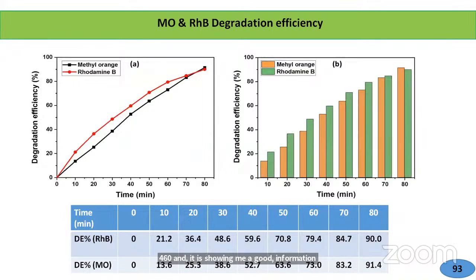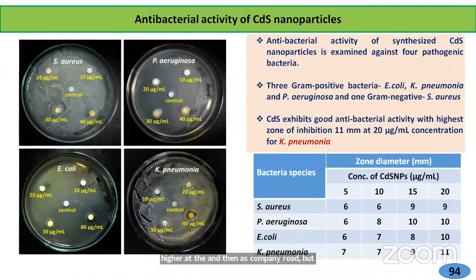So if methyl orange and rhodamine B degradation efficiency are compared, they are absolutely close, a little higher for methyl orange as compared to rhodamine B, but nevertheless it is showing around 90% efficiency at 80 minutes exposure. So this is another cadmium sulfide nanoparticle activity.